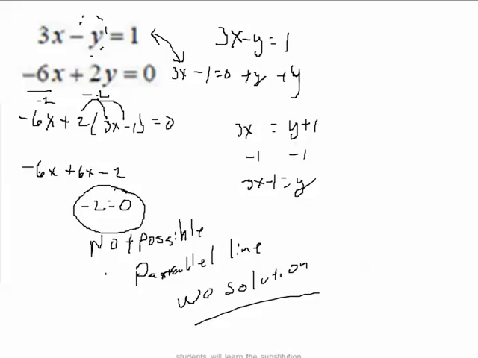Okay? I wanted to show you. You could see it algebraically because I reached a point that was inconsistent. You can't get to this point. Negative 2 can't equal 0. Okay?